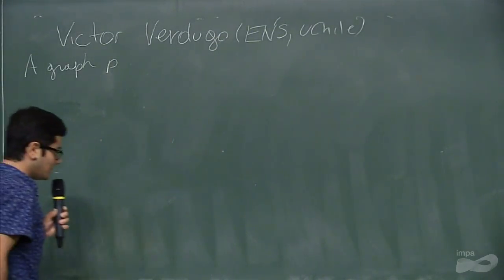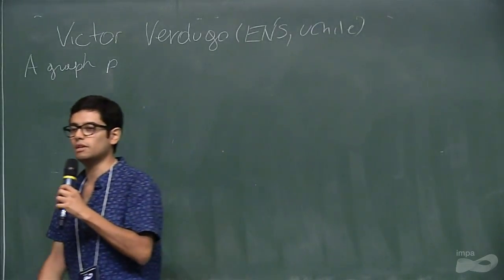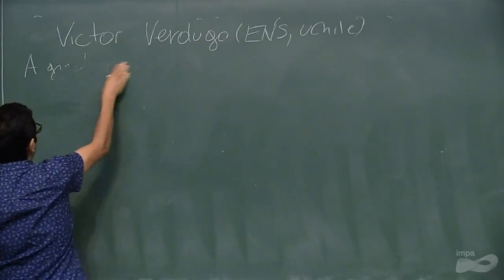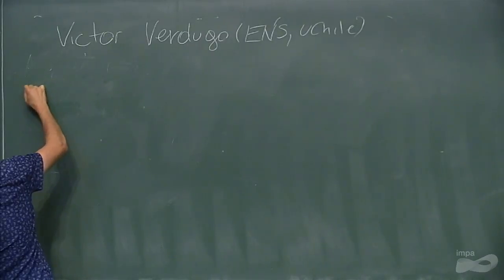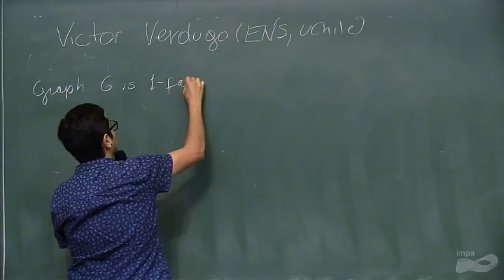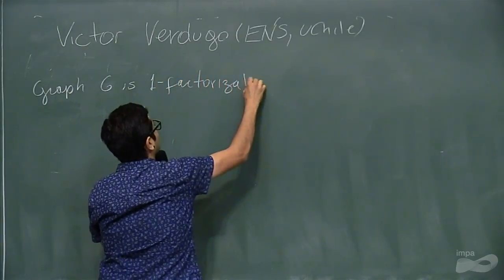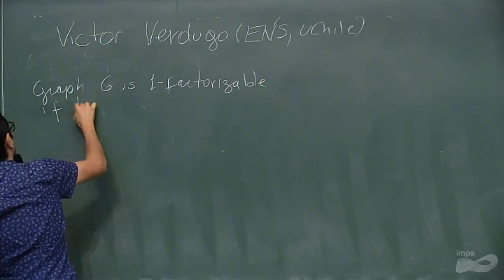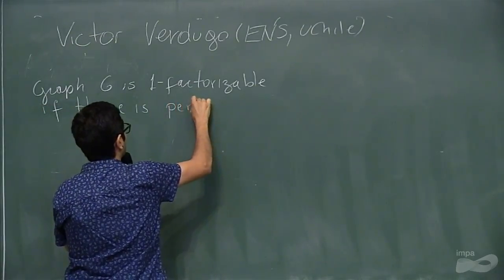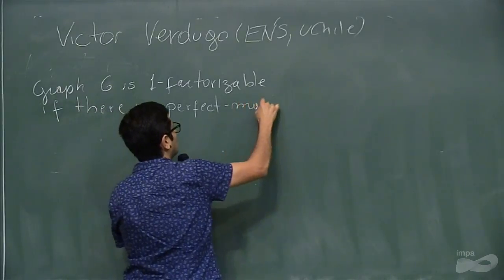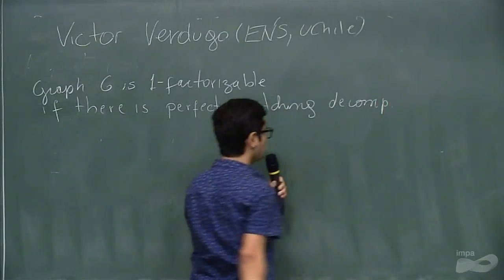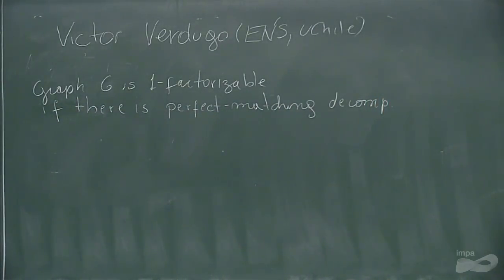Good. So the graph problem is simple, in fact. I get that most of you are familiar with perfect matchings and factorization. So the problem is the following. We say that a graph G is one-factorizable if there is a perfect matching decomposition, okay? If we can find such a decomposition, then we have a one-factorization.